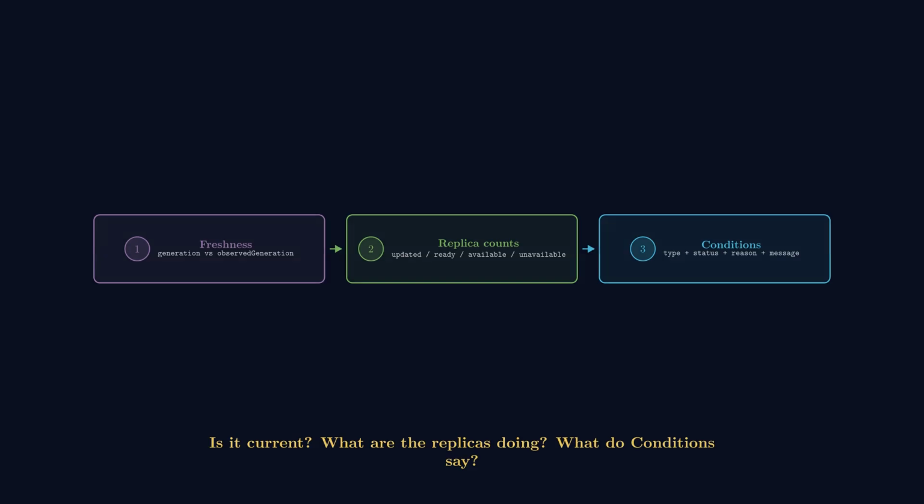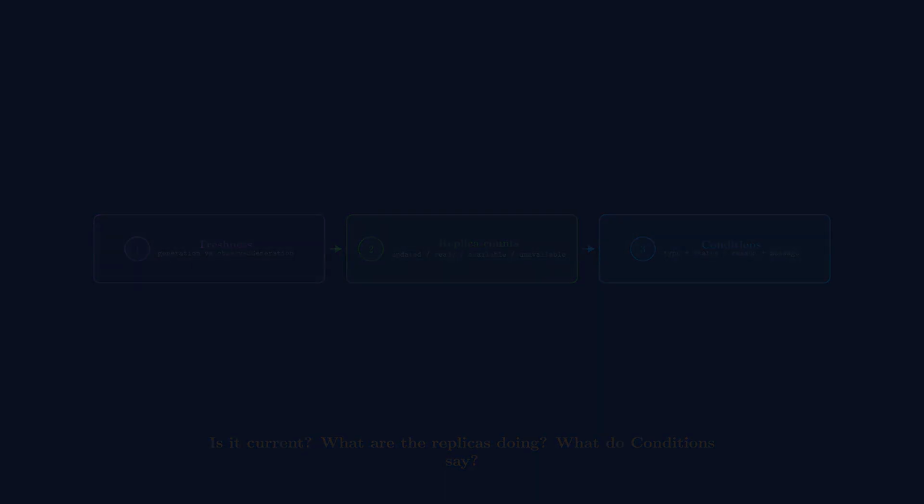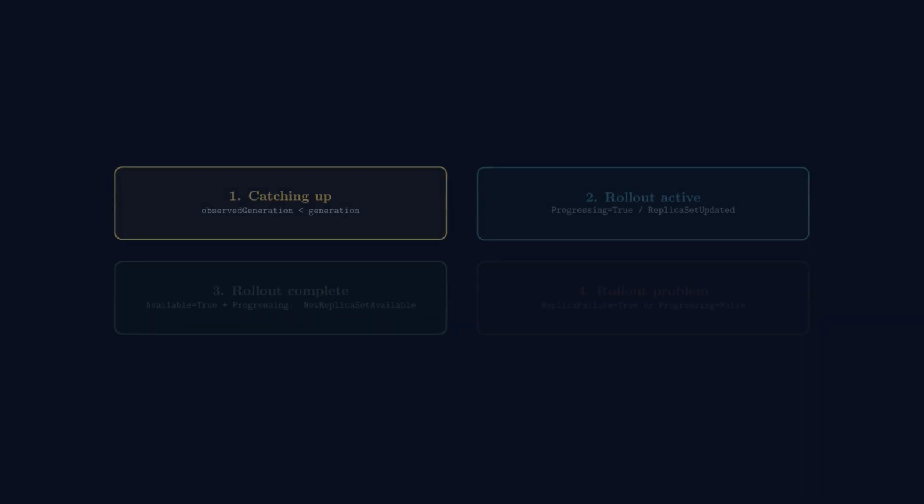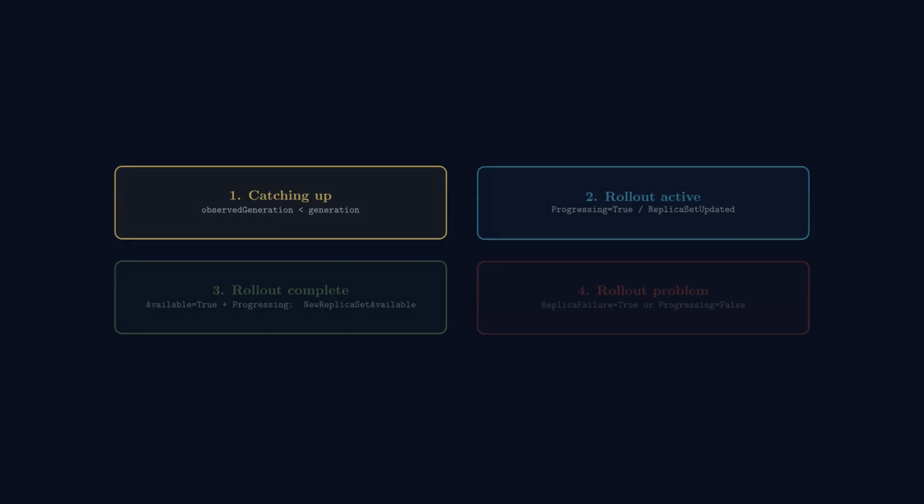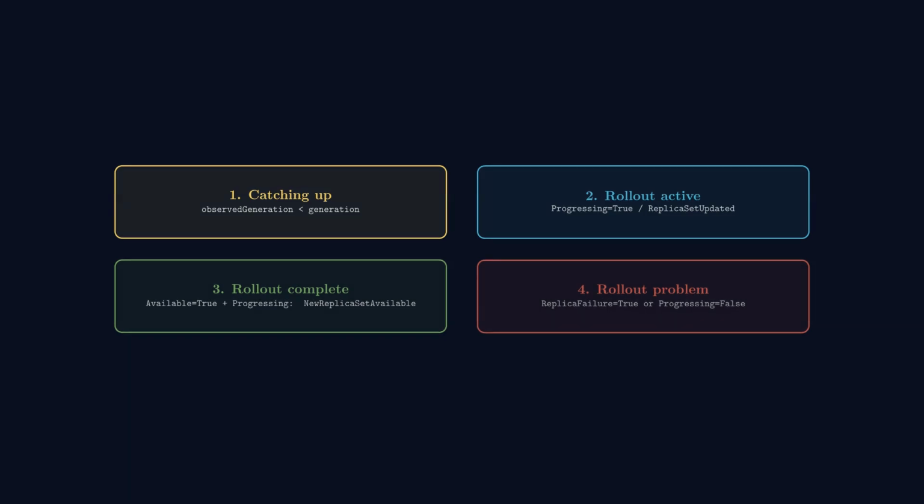This gives us 4 common situations. Observed generation behind generation means the controller is still catching up. Matching generations with progressing true and reason ReplicaSetUpdated means the latest rollout is being processed. Matching generations with available true and a progressing reason of NewReplicaSetAvailable means the rollout has completed successfully. And matching generations with replica failure true or progressing false means the latest desired state was seen, but the rollout has a problem.